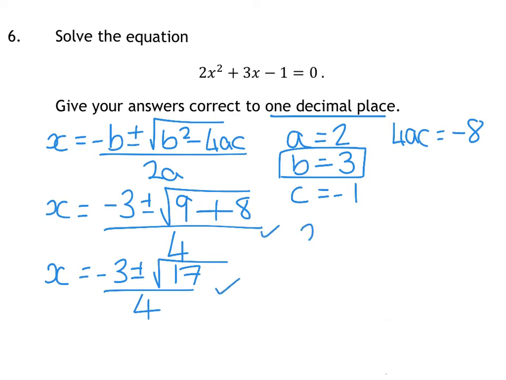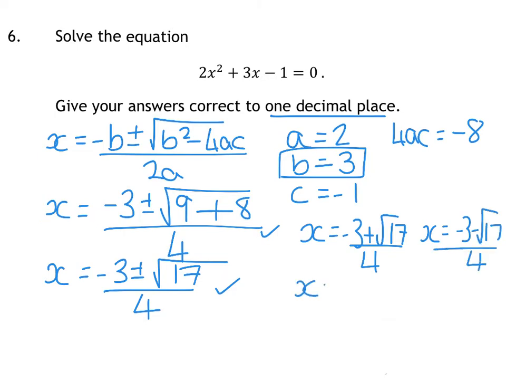Then you split it into 2 sums. So you've got minus 3 plus the root of 17, and you've got minus 3 minus the root of 17, all over 4. You can either use the fancy fraction button on your calculator, or if you're not doing that, make sure you press equals after typing in that top line. Otherwise, your calculator will do the 17 divided by 4 first of all. So remember, it's the whole top line and then divide by 4.